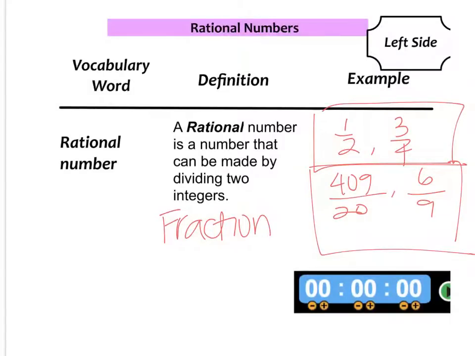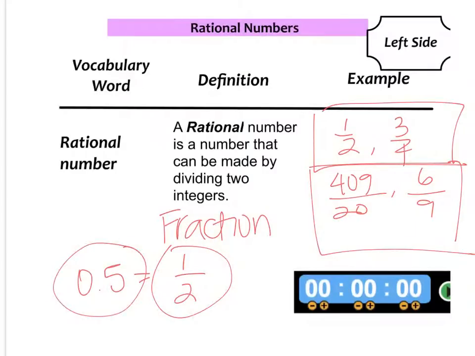Now, let's think of the example 0.5. Can we write 0.5 as a fraction? Yes, 1/2. So that means that 1/2 or 0.5 is also a rational number. There are certain decimals that are rational numbers. Not every decimal can be, but if you can take a decimal and convert it to a fraction, then that means you're good to go. It is a rational number.